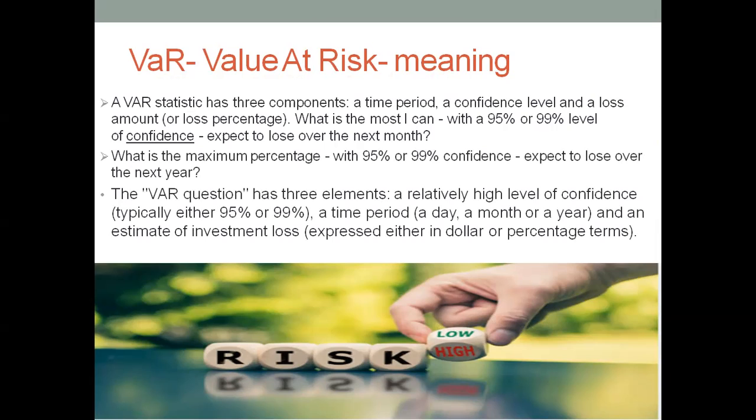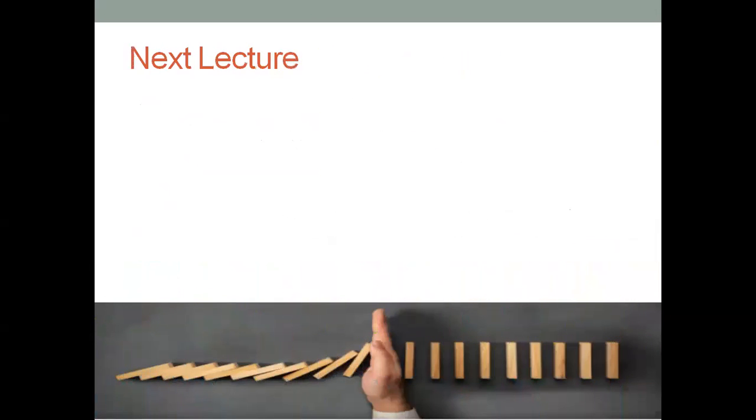The VAR question has three elements. A relatively high level of confidence, that is a 95% or 99% confidence level. A time period, in a day, month, or a year. And an estimate of investment loss, expressed either in dollar or in percentage terms. In the case of dollars, we can also use different currencies.